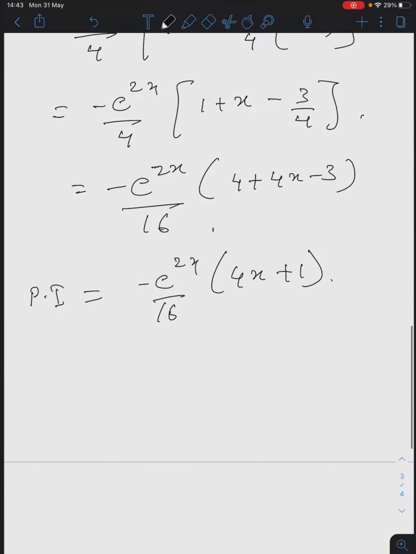Now you write the general solution. Y is equal to yc plus yp. What is yc? C1 e to the power x plus C2 e to the power, what was the other root? The root was 6, na?